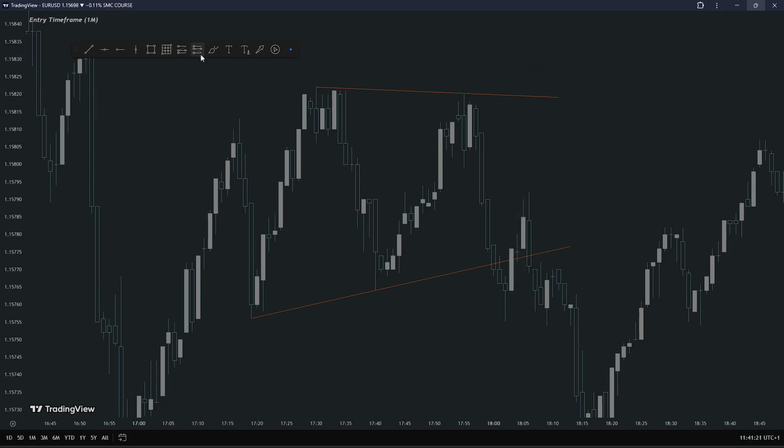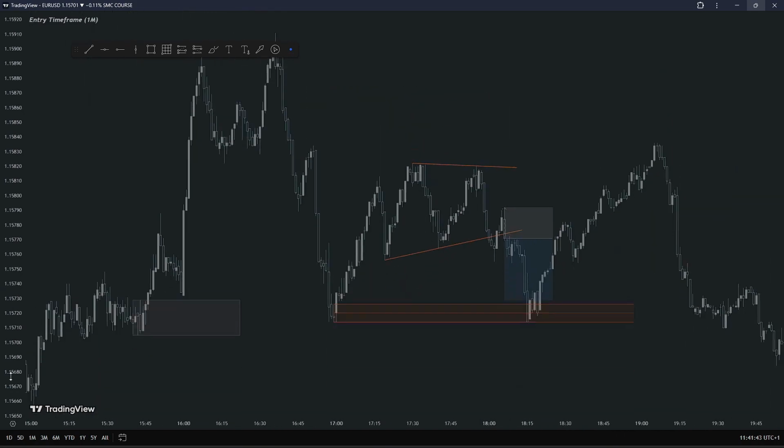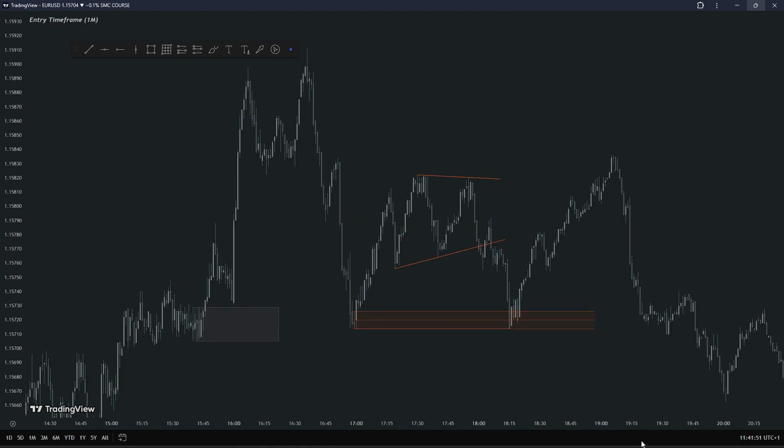Our entry could have been on the close of this candle, with the stop loss above its high, and our second take profit would have been reached as well. But here's the point. The market doesn't always react to patterns this cleanly and perfectly. That's why I want you to look one level higher and ask yourself, why did this pattern form here? What was the purpose of price creating this pattern?